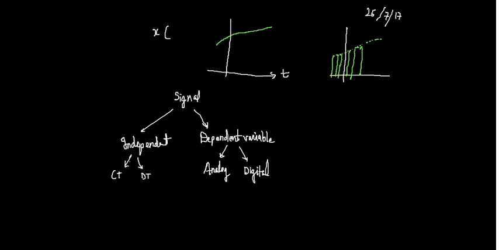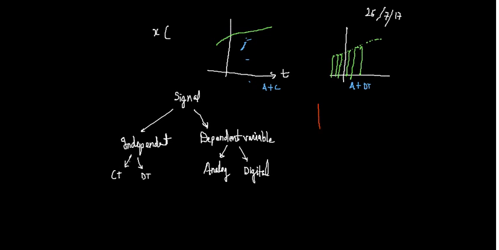All right. So now let me tell you, this is a continuous time analog signal. Analog plus continuous time. And this one is analog plus discrete time. Is that okay? Now can you give me the other two combinations? Now it should be clear. Which kind of signal is this?